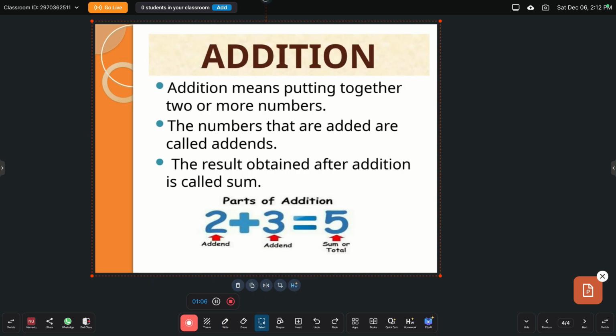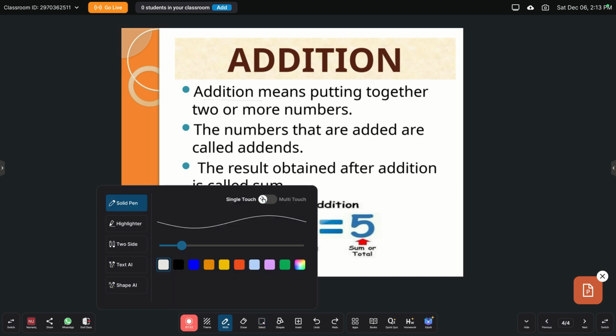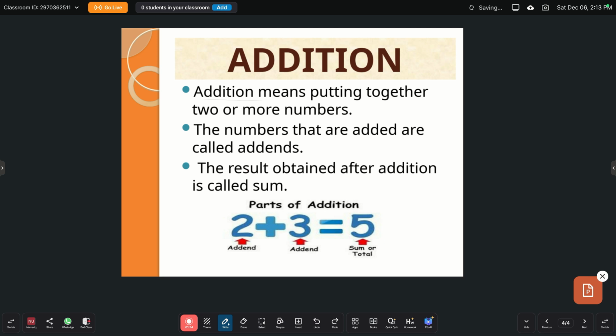Okay, beta, let's learn what is addition. See, beta, addition means putting together two or more numbers. What is addition? Addition means putting together two or more numbers.